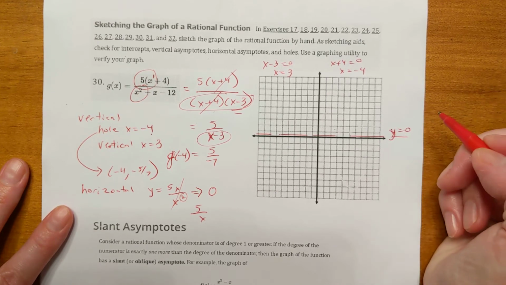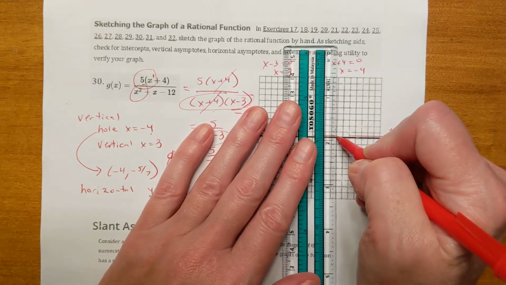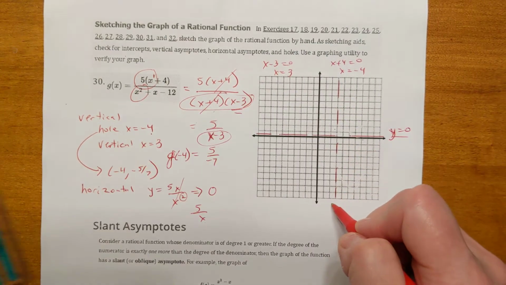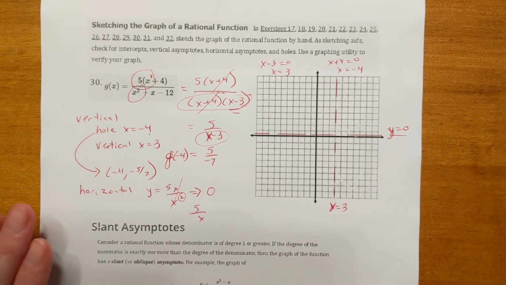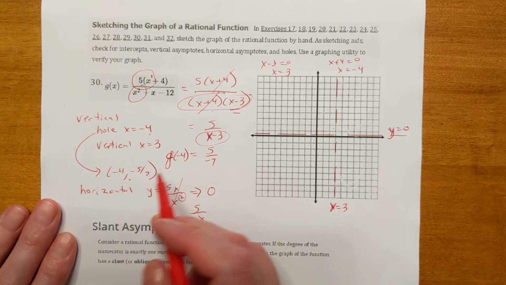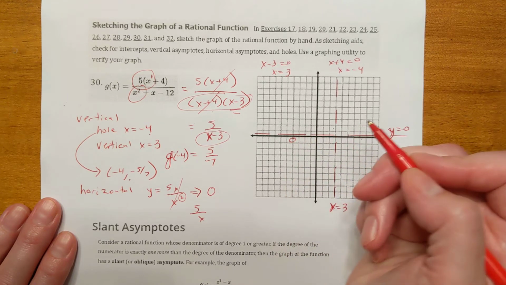And then we've got the vertical asymptote of x equals 3. So label it. I labeled it x equals 3. I labeled that y equals 0. I've got a hole at, what did I say? Negative 4, negative 5 sevenths. So right there is my hole.